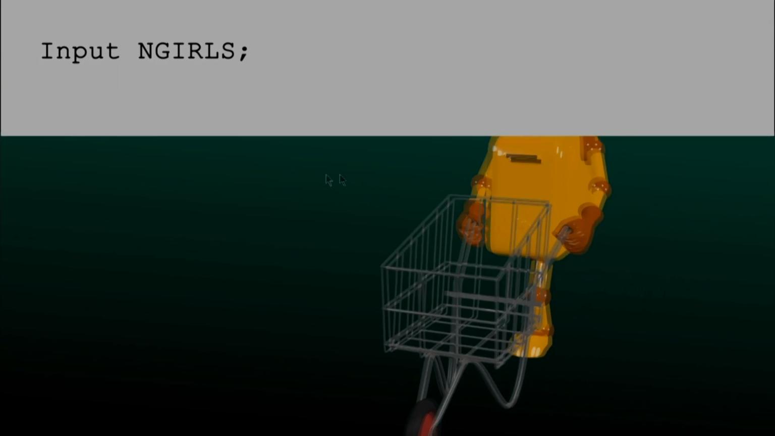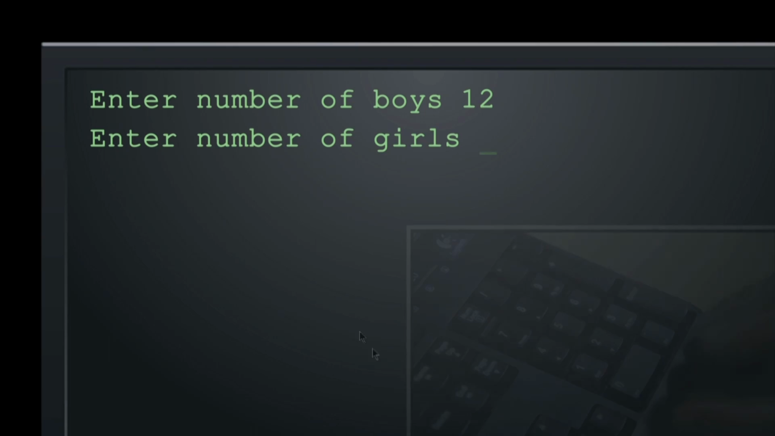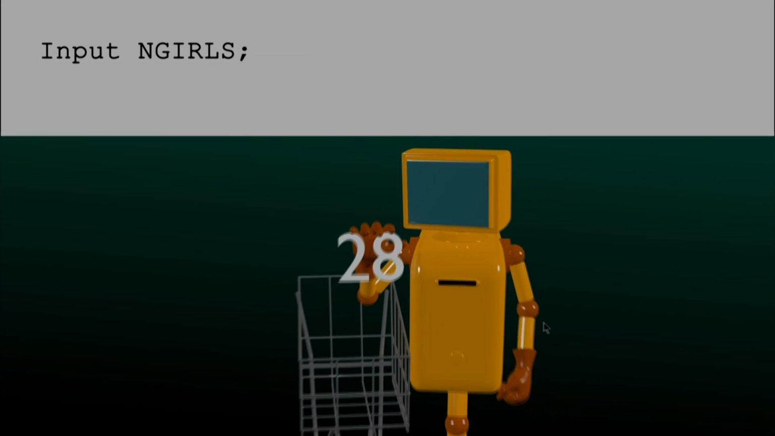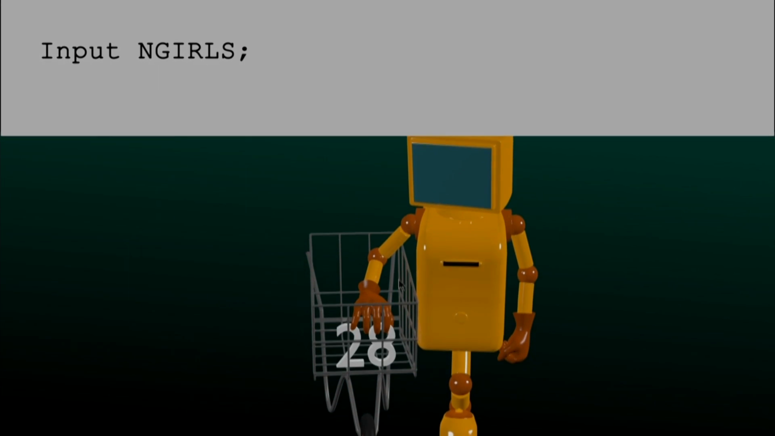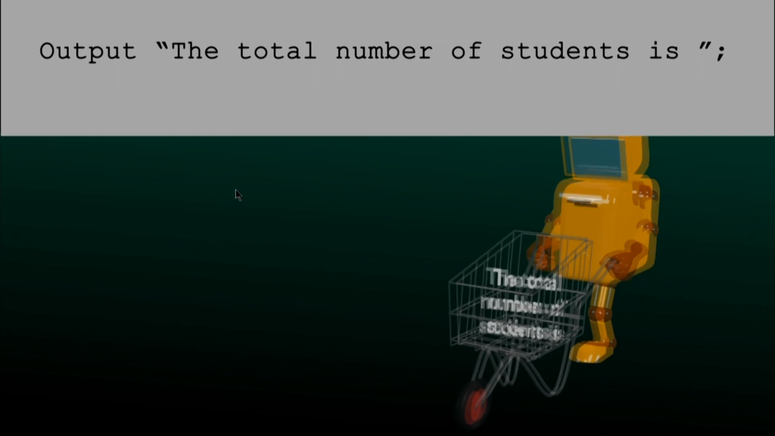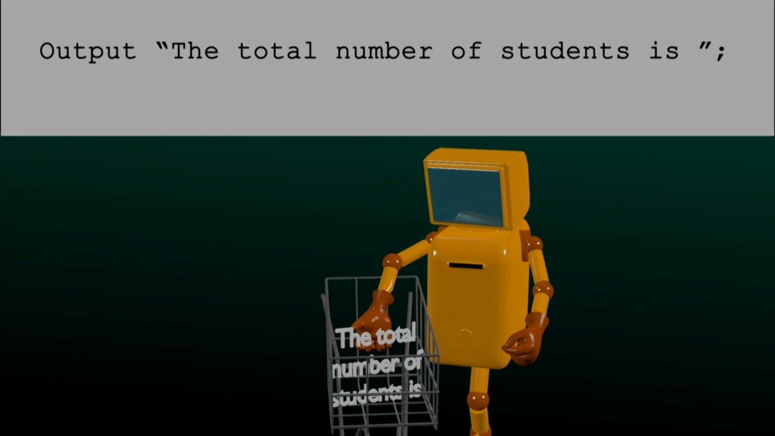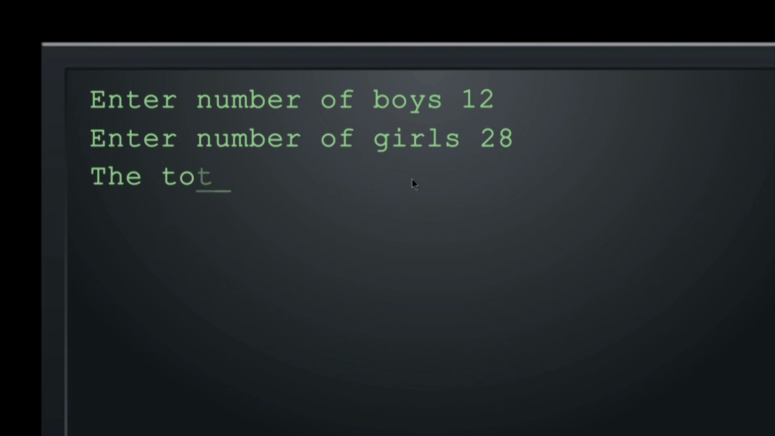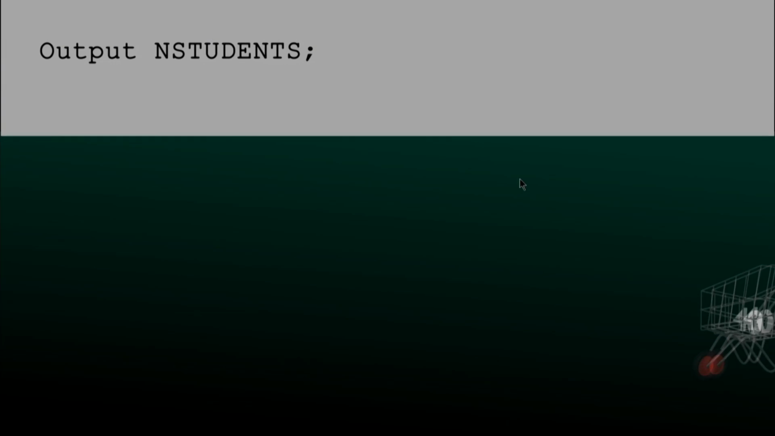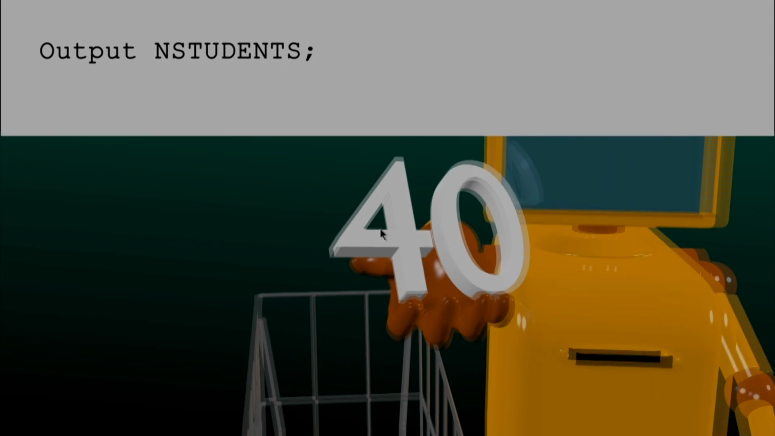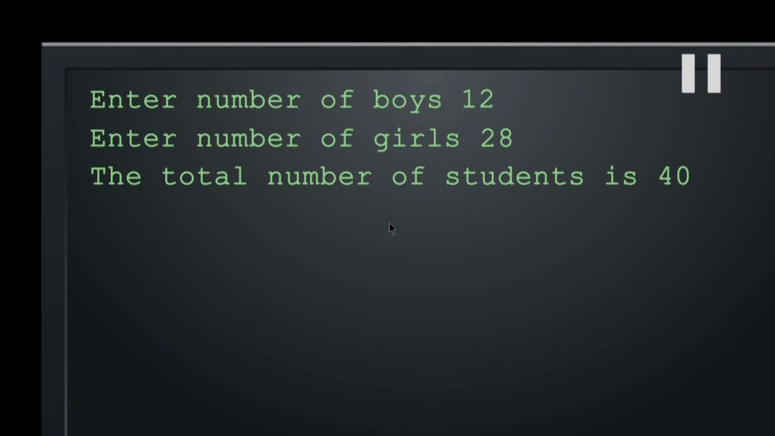Again forewarned, when Dumbo comes to collect the input for n girls, we now have this message. So we type the value, let us say 28, press enter. Dumbo now collects the value 28, goes back with his card and deposits this value 28 in the location for n girls. After doing the computations towards the end, Dumbo will bring another string, because of this instruction, the total number of students is, and this string will come here. Afterwards Dumbo will execute the instruction output n students, and now the value 40 will come after this string.